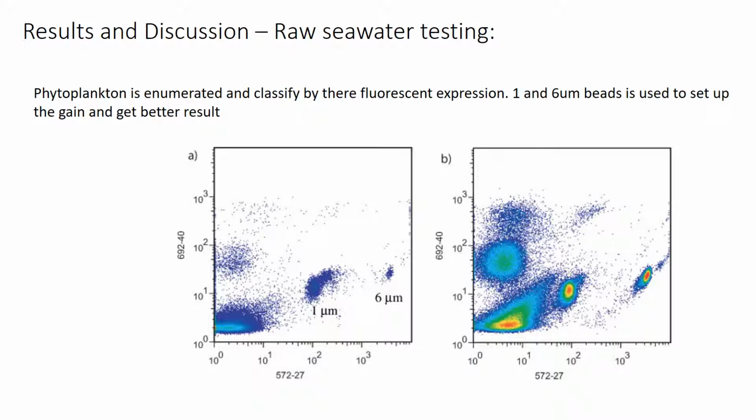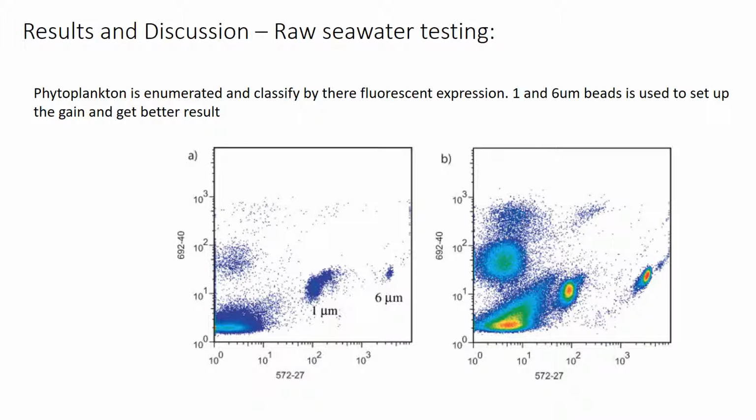For further examining the efficacy of this flow cytometry, a raw seawater test is done. This raw seawater has a microorganism called phytoplankton, which can be regarded as a scattering source. The phytoplankton is also labeled with fluorescent markers, and 1 and 6 micrometer beads are used to set up the gain and get better results.